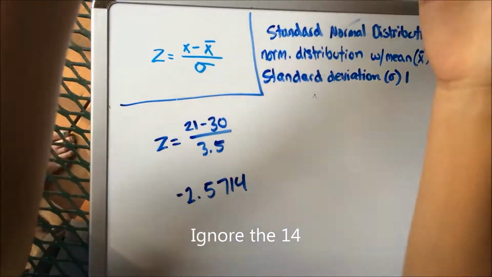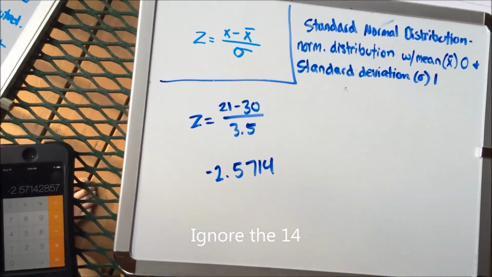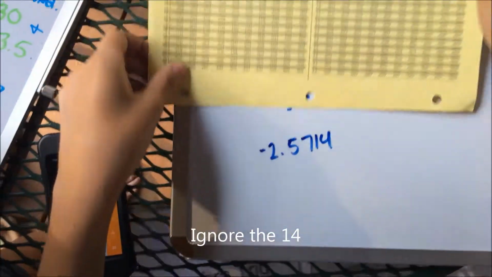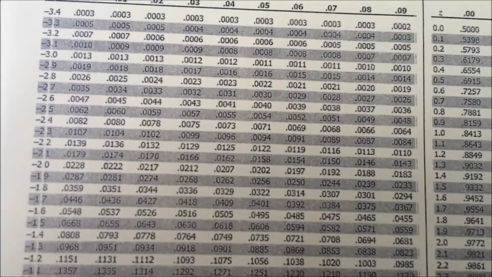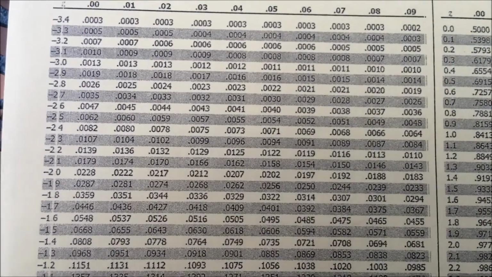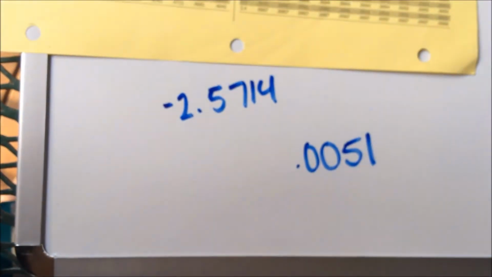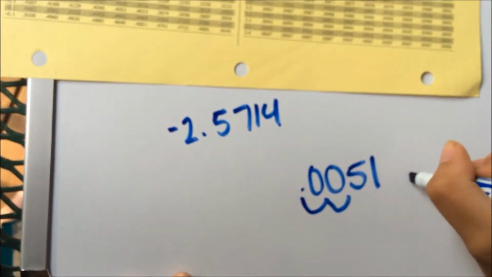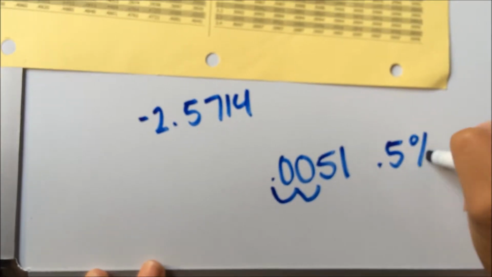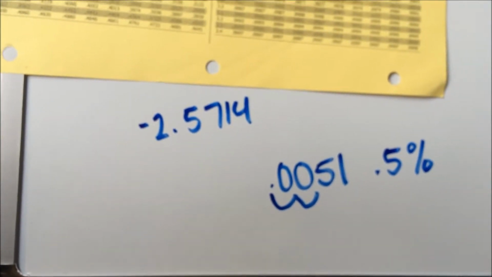So next, you're going to need to go into your z-score chart and follow your information where you have negative 2.57 and you'll get 0.0051. And so since you're changing to a percentage, you'll move your decimal over 2 places. So you have around 0.5% of the candidates were 21 years or younger.